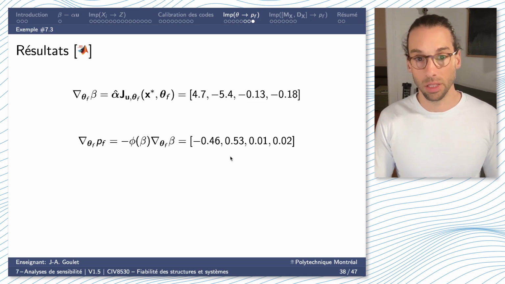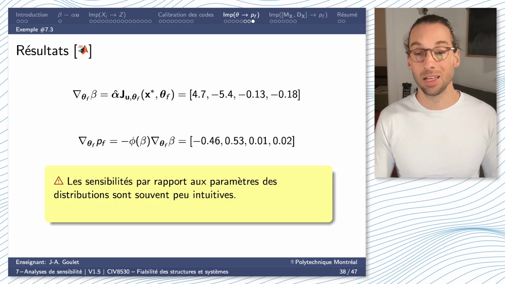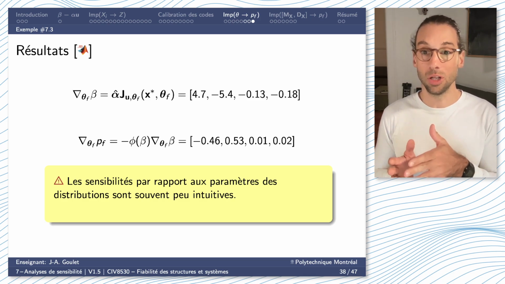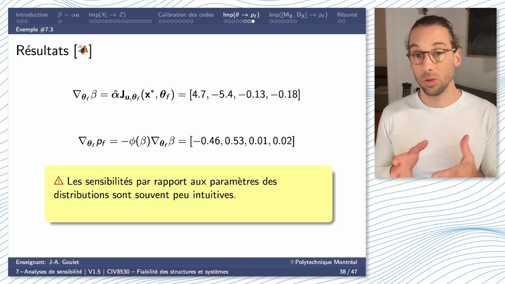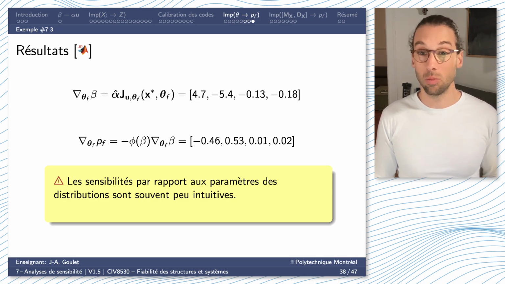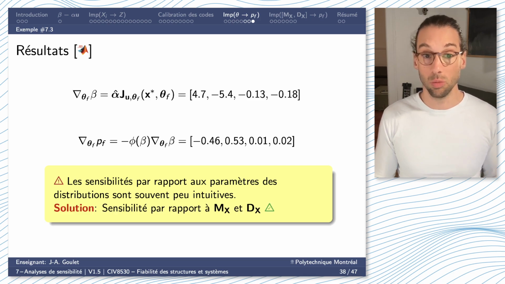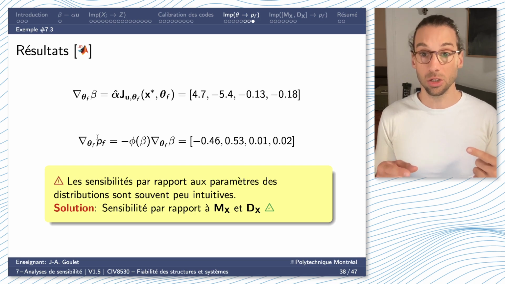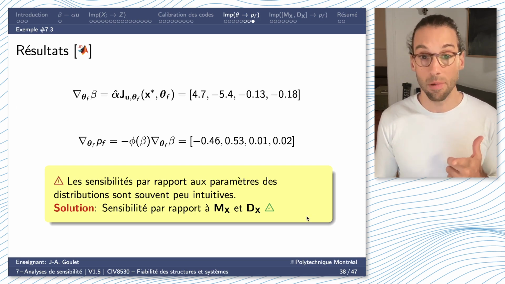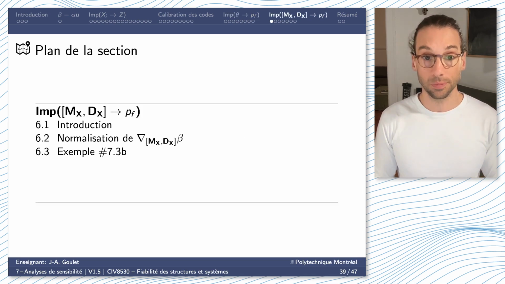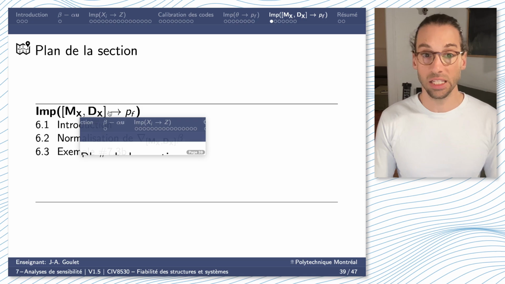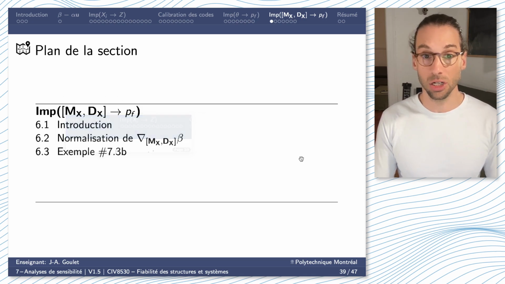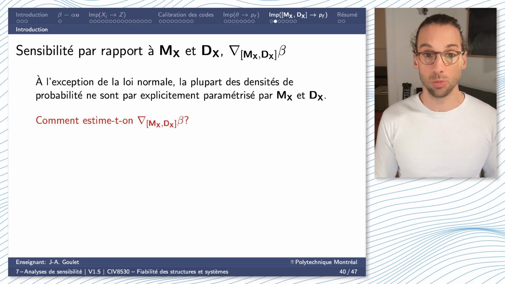We have the same thing for the probability of failure, the same relative effect for PF, but these are fairly hard to interpret because it's hard to attach a meaning to the parameters of those PDFs for cases other than the normal, where we directly have the mean and variance. So what we want to do is reparameterize all of this in order to obtain the sensitivity with respect to the mean of x and the standard deviation. To do this, we're going to see how we can make the transformation to obtain the sensitivity explicitly with respect to the mean and standard deviation, and how we can normalize the sensitivity metric in order to have something even more interpretable.